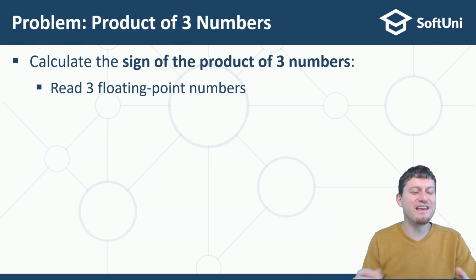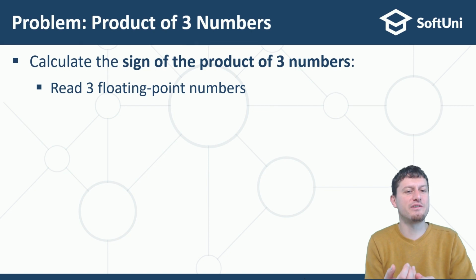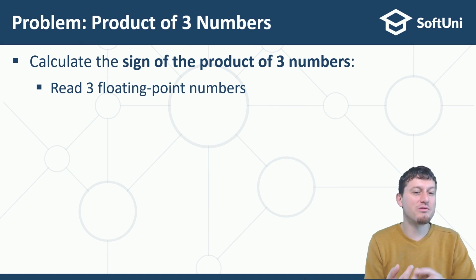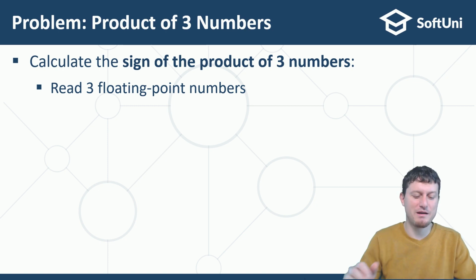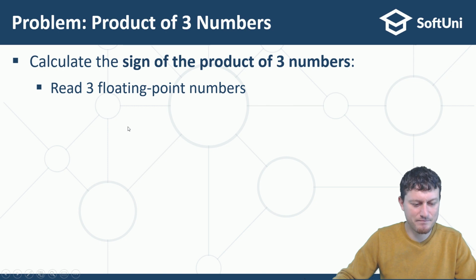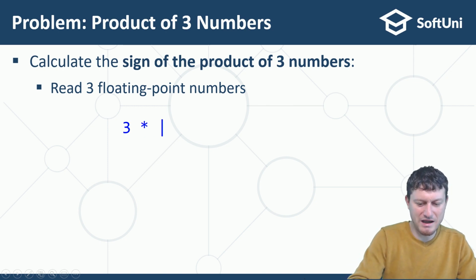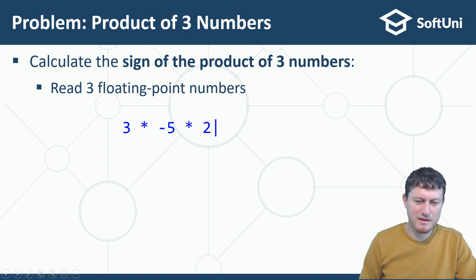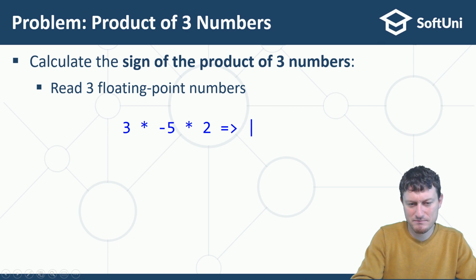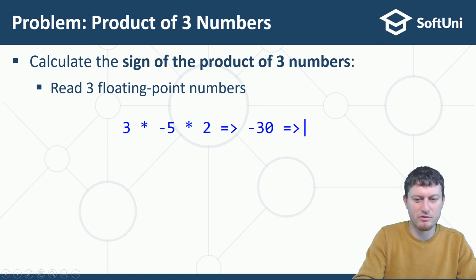Okay, the next problem is called product of 3 numbers. We need to calculate the sign of the product of 3 numbers. Not the product, but the sign. For example, if we have 3 multiplied by -5 multiplied by 2, this is in fact -30. So the sign is negative, right?